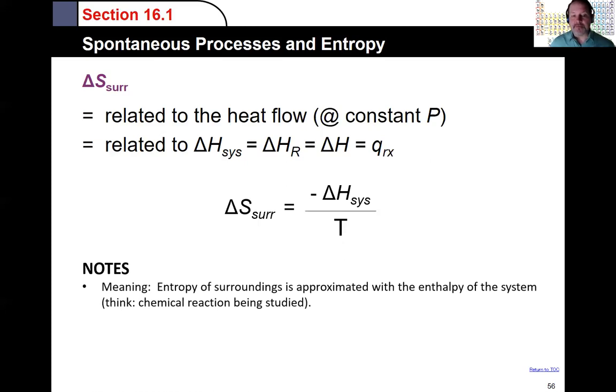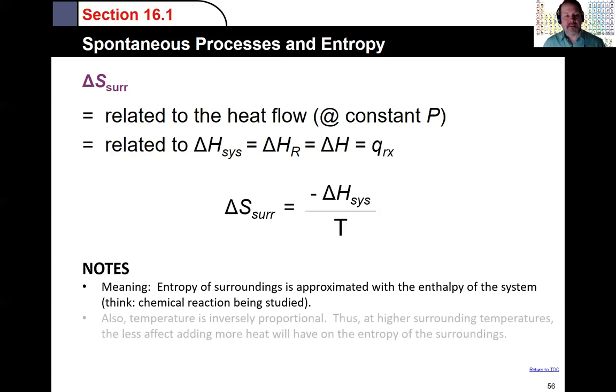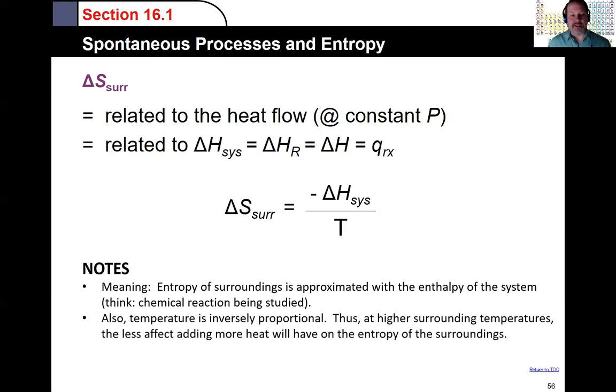So a couple notes here. The entropy of the surroundings is approximated with the enthalpy of the system, because that's really what we know. If we're dealing with a chemical reaction with hydrogen and oxygen and water or whatever it is, we know what the chemicals of the system are. That's why it's important that we find a replacement for the surroundings, because it's everything. We can't possibly know the entropy of the surroundings if we don't know what everything is. So making the switch is very important. The inverse relationship is also a key thought there.